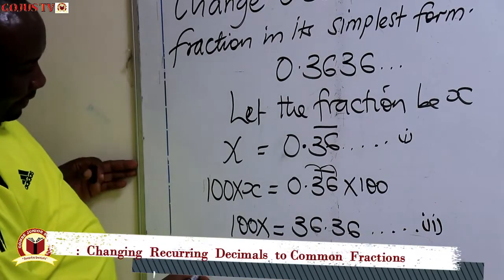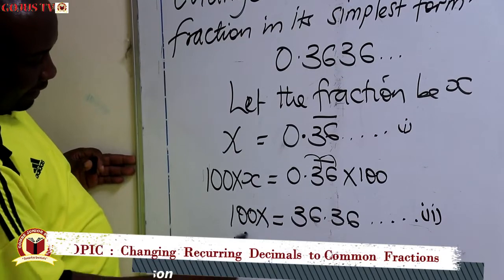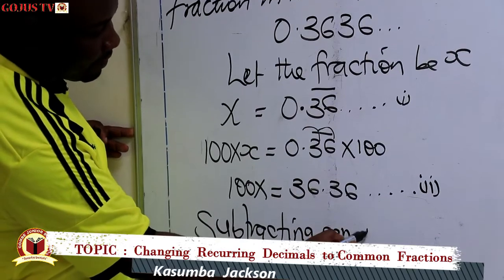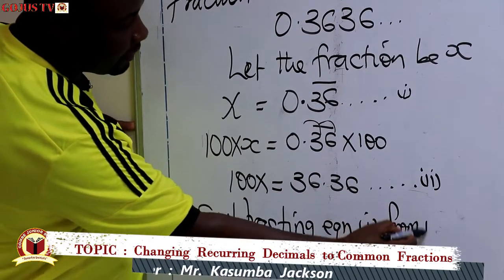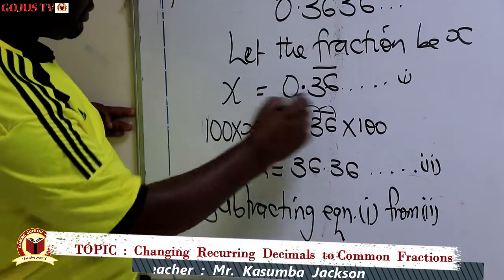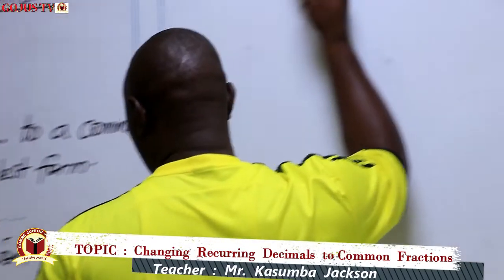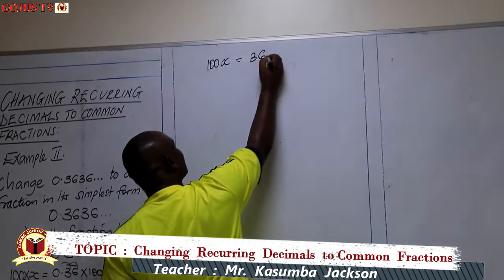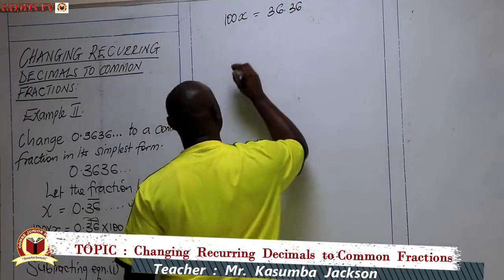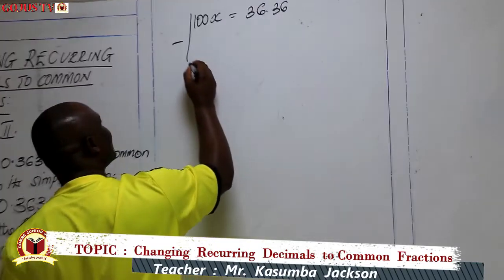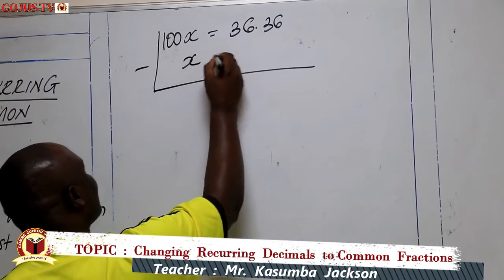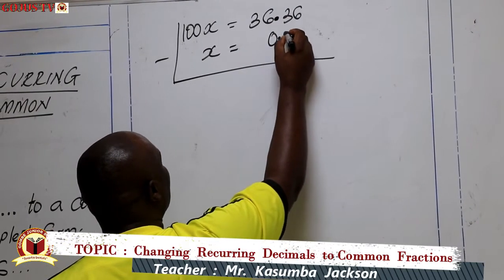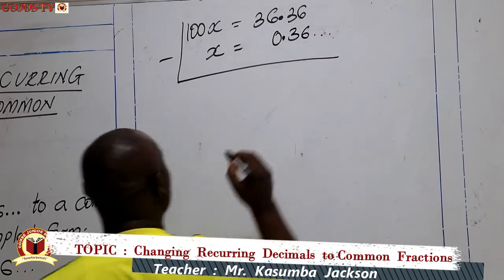As I told you last time, we need to subtract. So we can say subtracting equation 1 from equation 2. Equation 2 is this one, equation 1 is this one. So equation 2 is 100x, which is as good as 36.36, it will continue. I'm subtracting from this side the x, which was equivalent to 0.36, respecting the decimal point, which was also continuing.